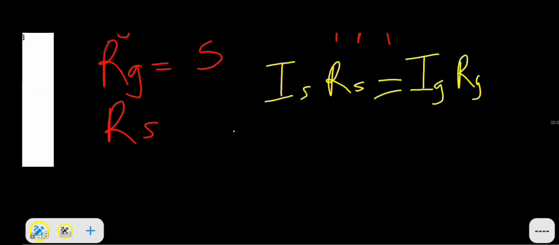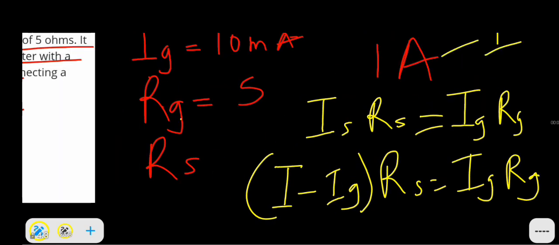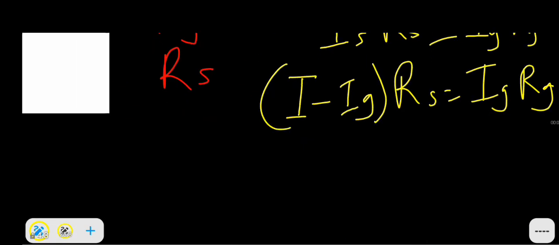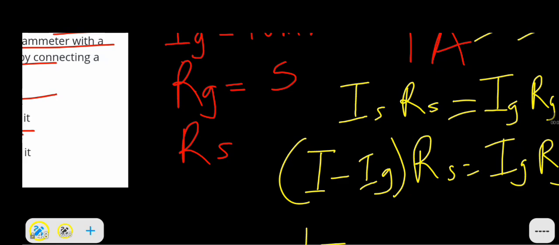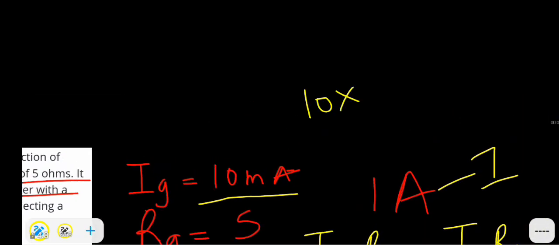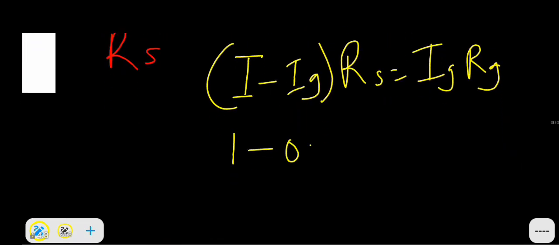So just put in the formula: IG RG is equal to I minus IG, RS. This is the second way of writing the formula. So let's do I minus IG. Your I that they gave to you is 1 ampere. So you do 1 minus your IG, which is the current through the galvanometer, 10 milliamperes. But 10 milliamperes, you cannot use it like this. You need to convert it. 10 milliamperes is 10 times 0.001, so if you multiply this, you will get 0.01. So just bring it here. That will be 1 minus 0.01.